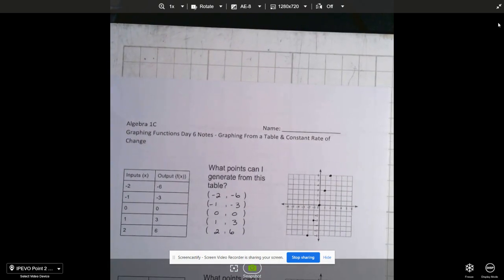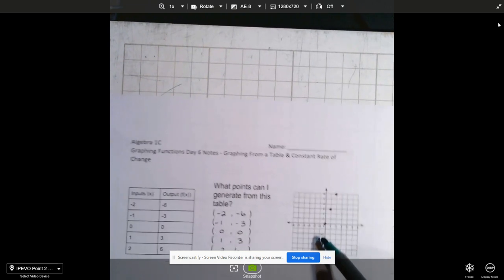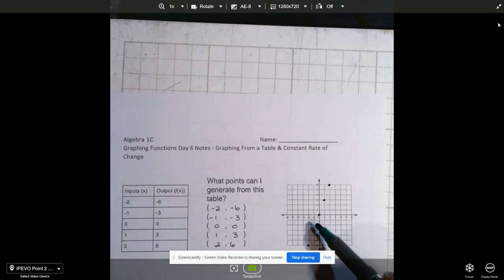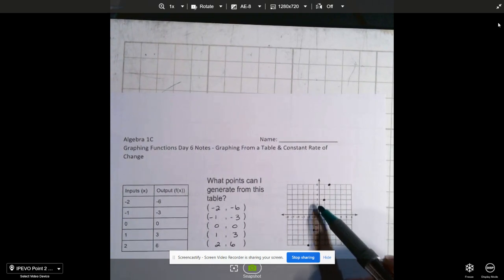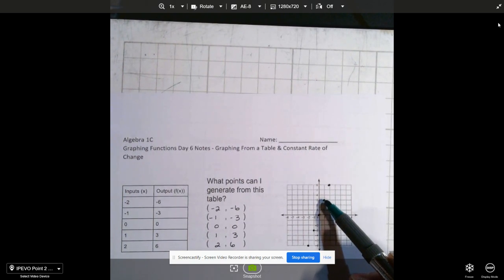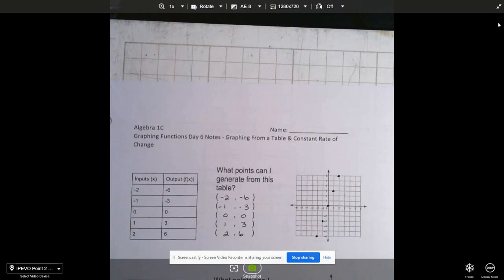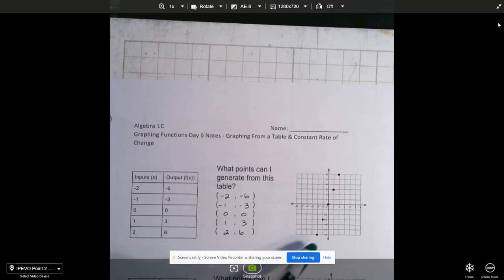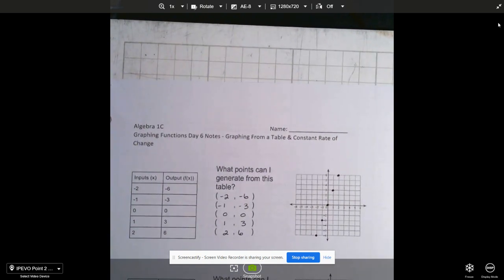So for instance, you can see here, if I start at this point, I would go up 1, 2, 3, and over 1. When I go to this point, I'd go up 1, 2, 3, over 1. So that's the same. They have a constant rate of change because for each one, I have to go the same amount up and over to reach the other one.